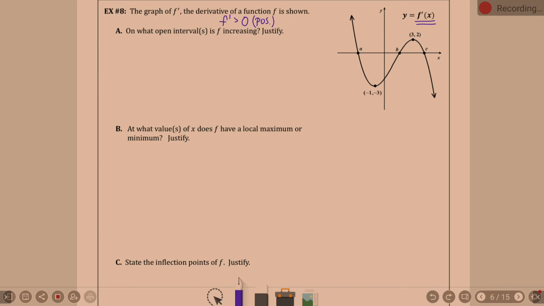Are you guys with us? This is the first derivative graph. The question is about f. So I'm not looking at, oh, my graph is increasing from -1 to 3. No, f prime is increasing from -1 to 3. This is the derivative. And so right here, this piece of the graph is positive, yes, and that piece of the graph is positive.